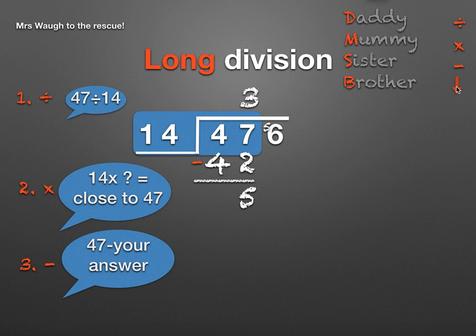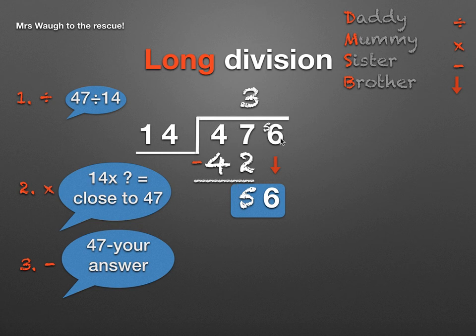We're now on the brother, which means bring down. What do we bring down? Basically, you're taking this digit here, this 6, and you're bringing it down. You're just copying it down to beside where you put your answer. Now, I've moved the blue highlighter to show you that now you're looking at this number here.